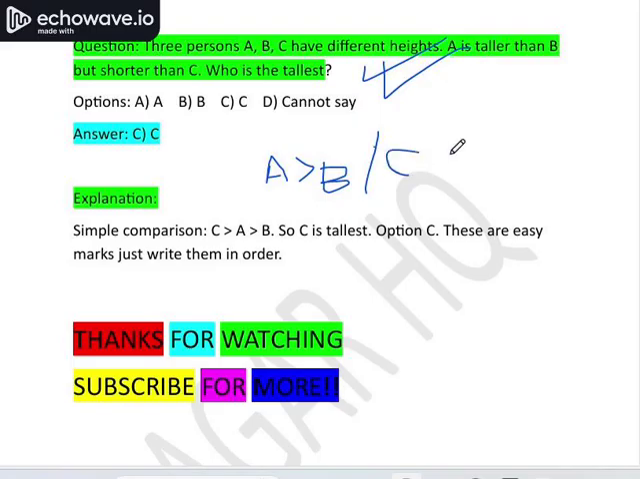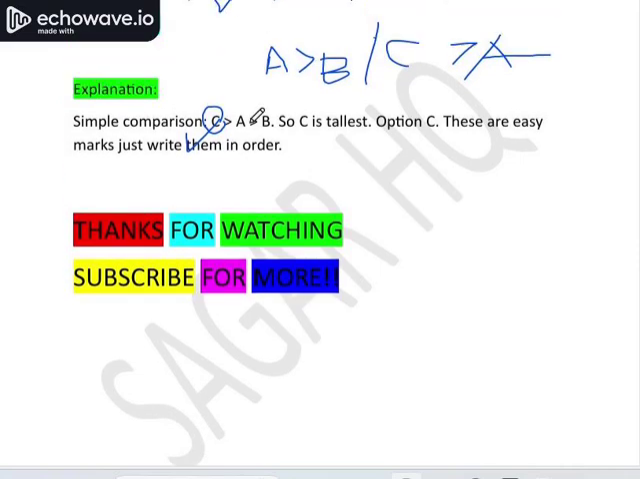So we can say that C is taller than A. Therefore, C is taller than A and A is taller than B. So we can say that C is taller than both A and B. So our right answer is C, which is the tallest one among all of A, B, C.